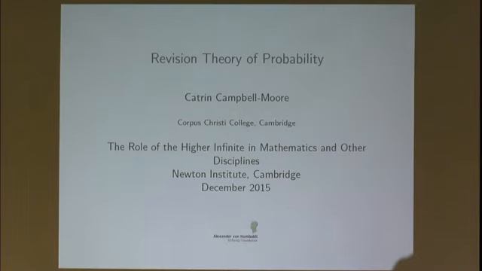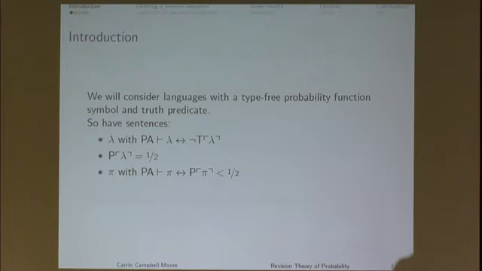So first of all, what am I doing? I'm considering a language which can talk about probability and it can talk about truth. But it can do more than just say things like the probability that the coin lands heads is a half. It can also say the probability function that's there is type 3, and it allows for self-reference.